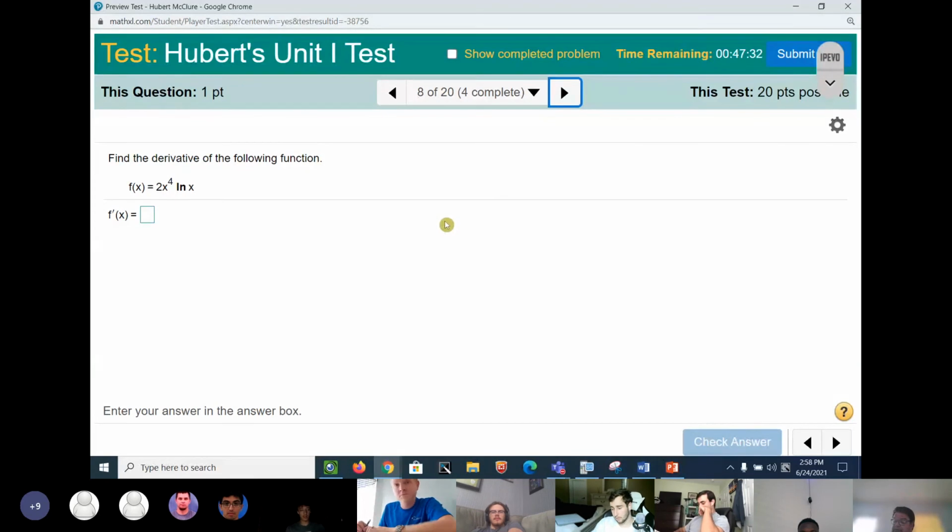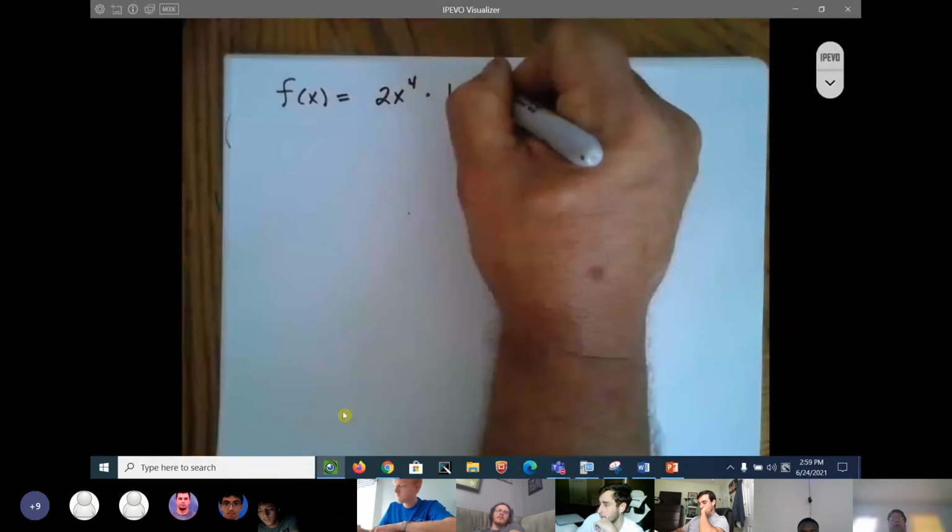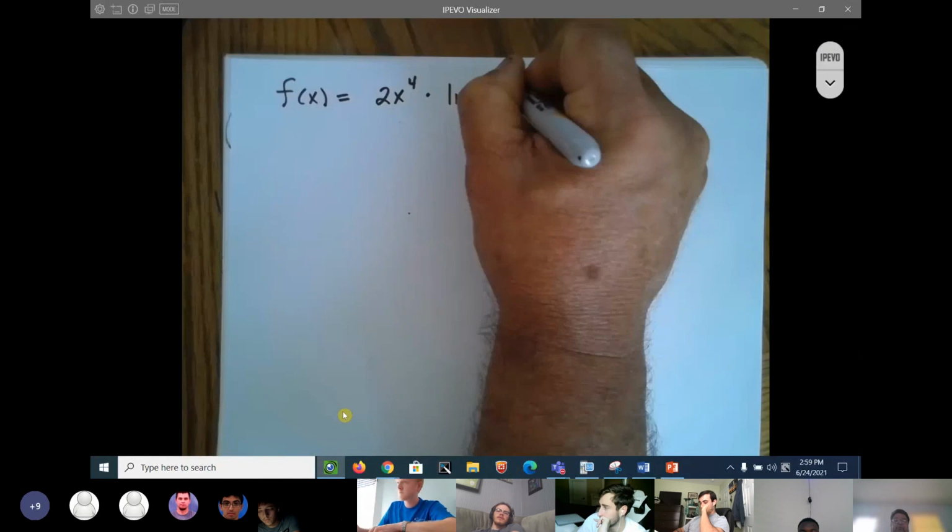F of x is equal to 2x to the 4th times natural log of x. And somebody tell me why I put parentheses around that x. Because what if it was a 4x? If it was a 4x, you would be multiplying something by 4 because you got to take the derivative of what's inside.